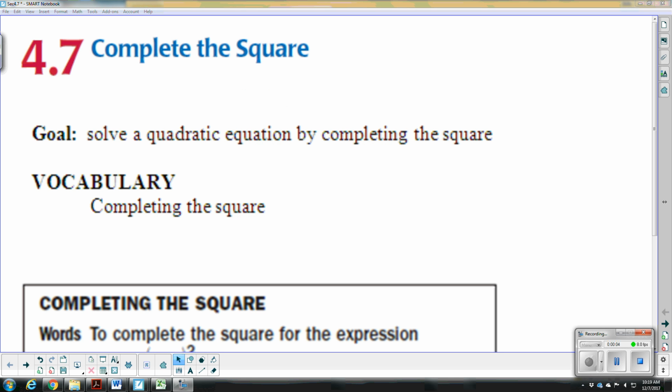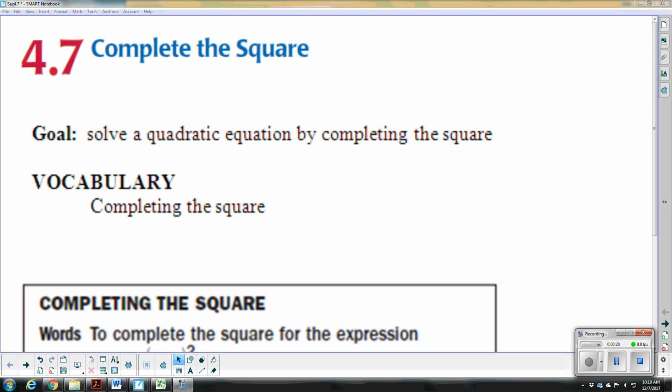Ladies, this is lesson 4.7. It's about completing the square. So you may have done a little bit of this last year. That's maybe a little bit of review, but it's going to be a little more complex than what you did in Algebra 1 or Advanced Algebra 1.